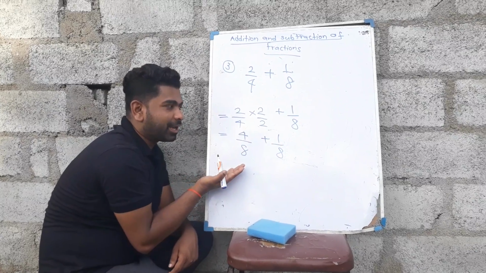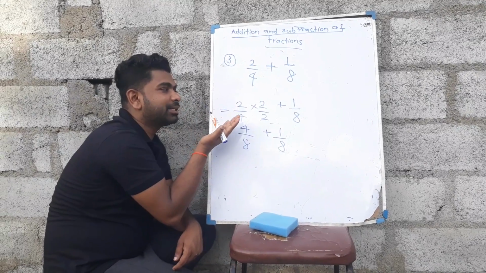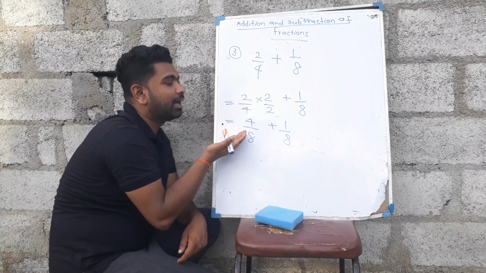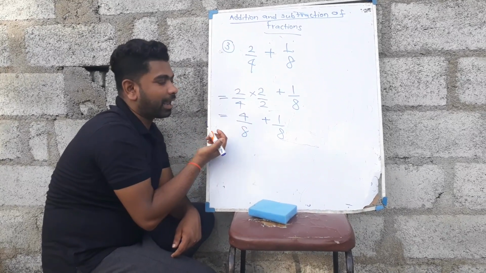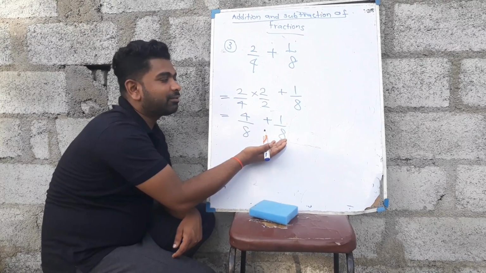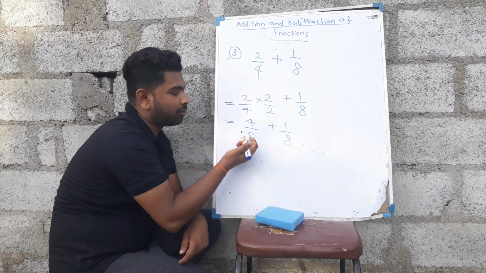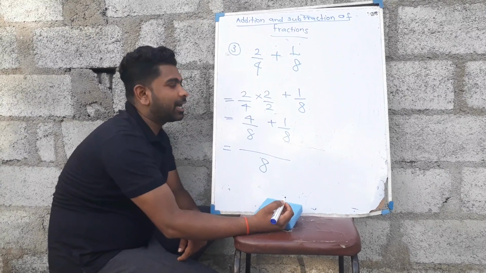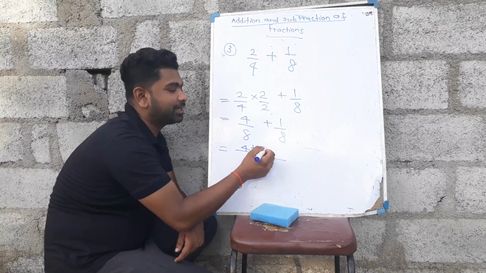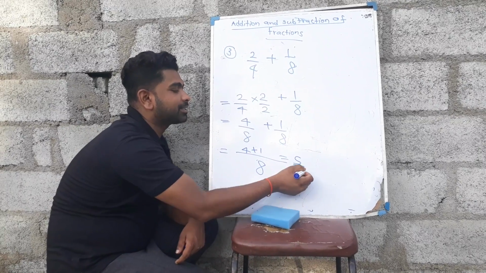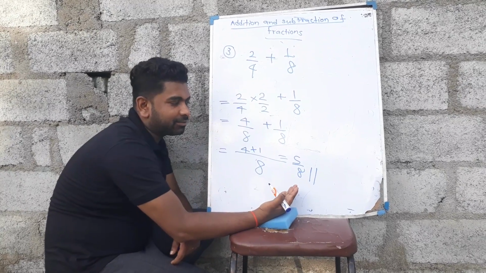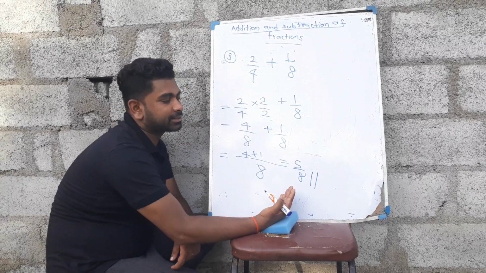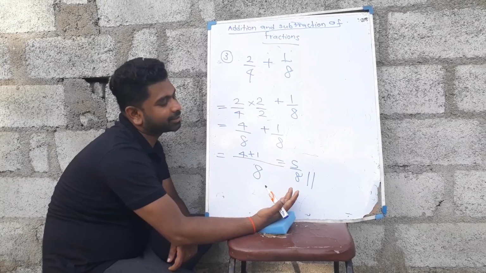So using the trick of equivalent fractions, we have made 2 over 4 into 4 over 8. And this other one is 1 over 8. So we can see the common denominator, and it becomes the common denominator for the answer. Then 4 plus 1 we can easily do. So 5 over 8. This is the answer. And we can't simplify again because there are no common factors. So this is the last answer, right?